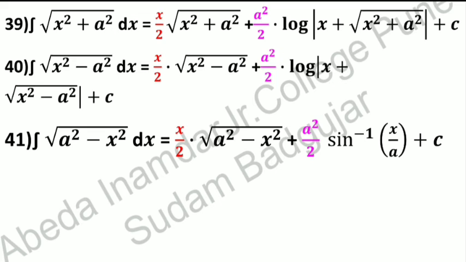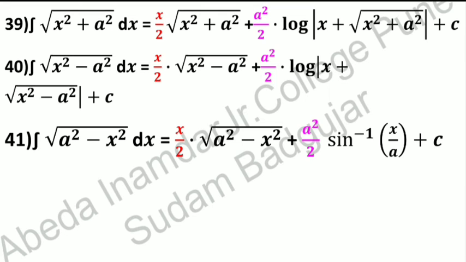In 39, integration of under root of x square plus a square into dx, 40 integration of under root of x square minus a square, and 41 integration of under root of a square minus x square. Now here the factors are similar. See, in the RHS, x by 2 for each. Then this one you have to write as it is, that is under root of x square plus a square. For 40th, under root of x square minus a square, and here under root of a square minus x square.